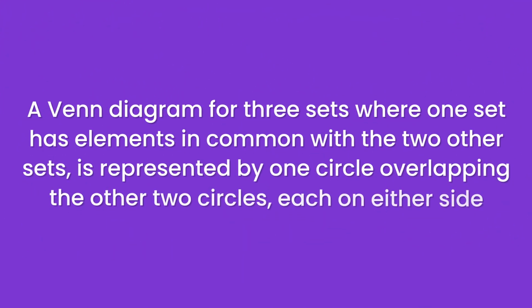A Venn diagram for three sets, where one set has elements in common with the two other sets, is represented by one circle overlapping the other two circles, each on either side.